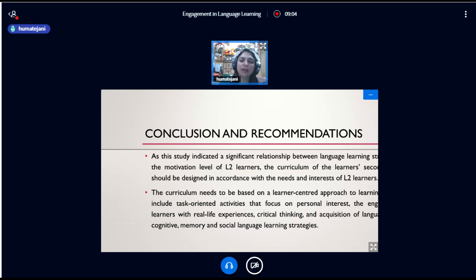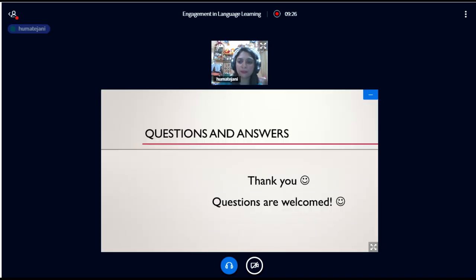Yeah, but it has a significant impact on designing the curriculum for the learners and devising lesson plans and teaching methodologies for language teachers, keeping these language strategies in mind while they are planning language lessons for their children. So this is it from my side. If anybody has any questions, the floor is open.